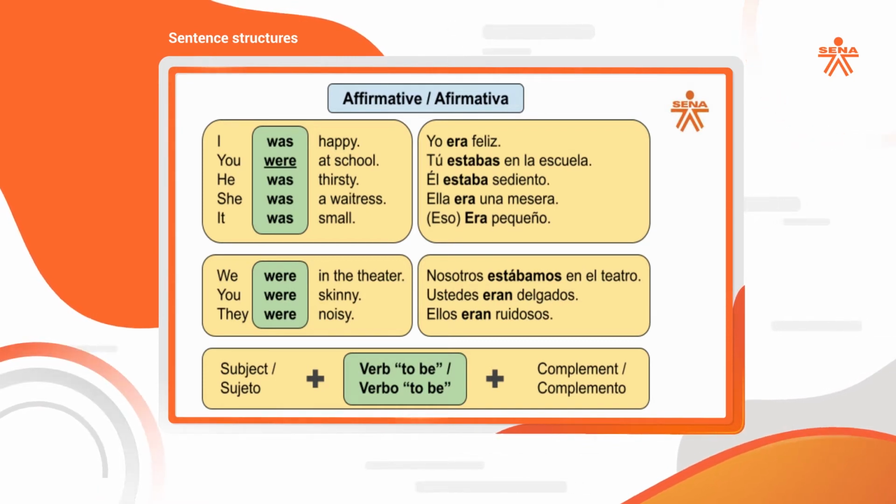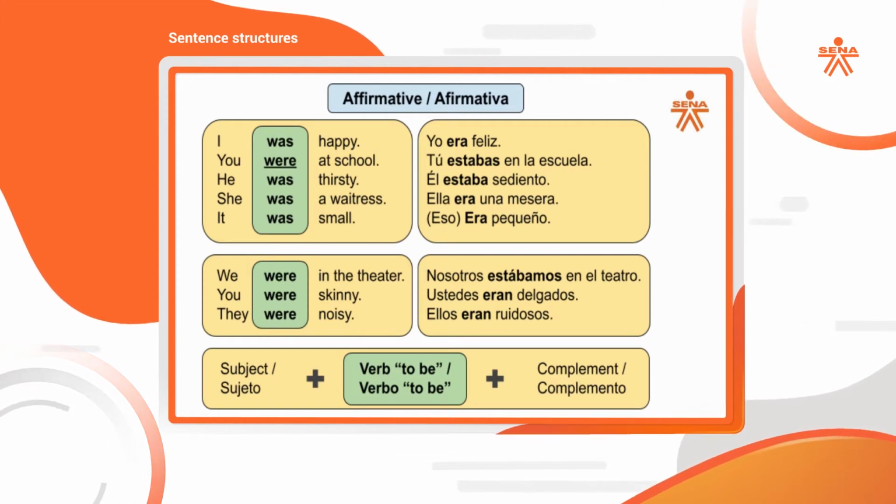Or you can use a noun to talk about the previous occupation or profession that someone had. For example, she was a waitress. Ella era una mesera. Or you can use an adjective to talk about the appearance that someone had in the past, or a physical attribute. For example, you were skinny. Ustedes eran delgados.